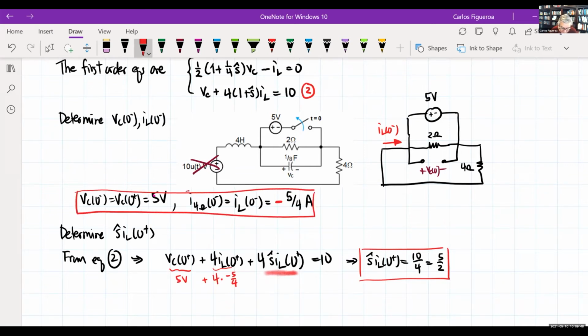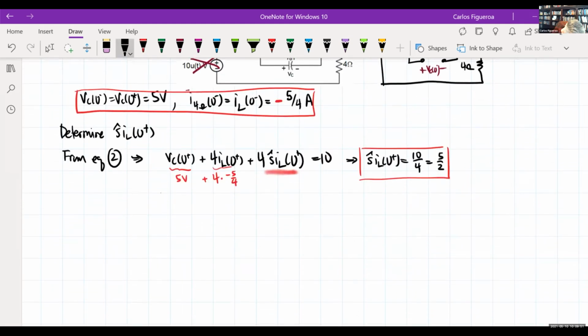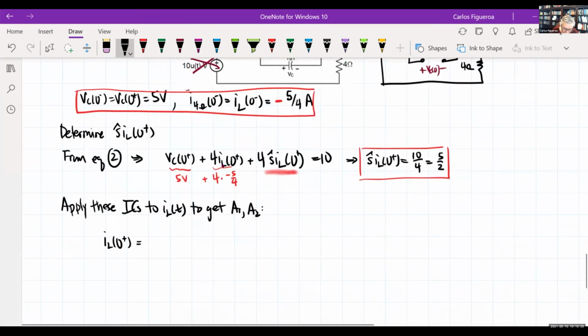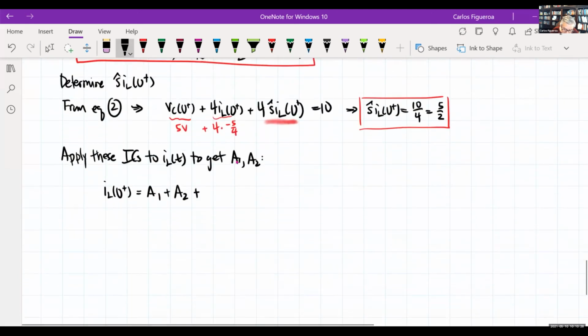So let's go apply it then. So now I'm going to apply these initial conditions to IL of t to get A1, A2. So then I have IL of 0 plus. I should then look at my solution now. My solution has A1, A2, right? So I should get A1 plus A2 plus my constant here, which is 5/3.